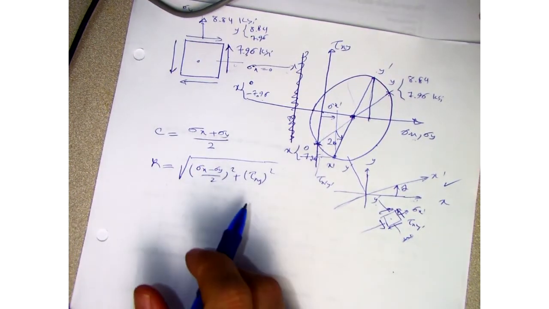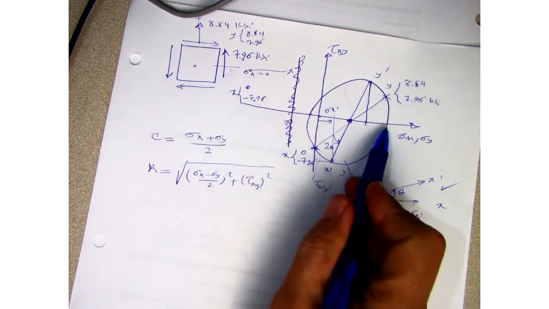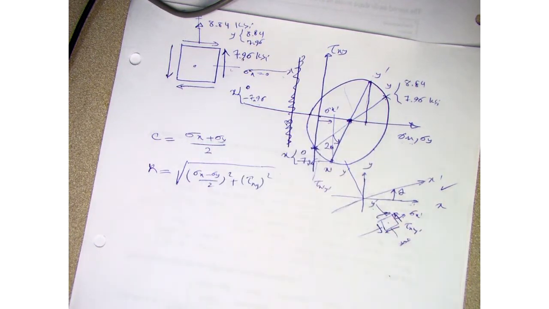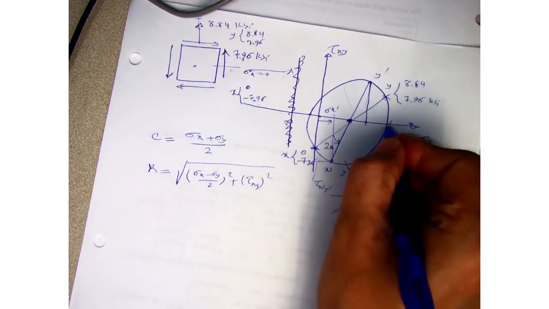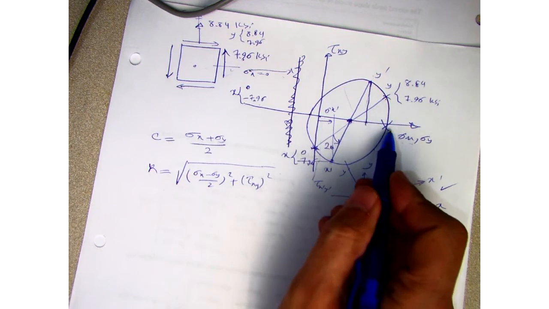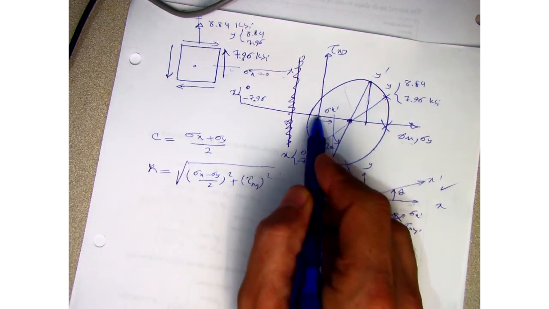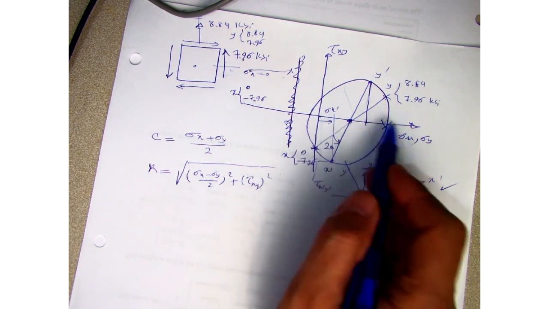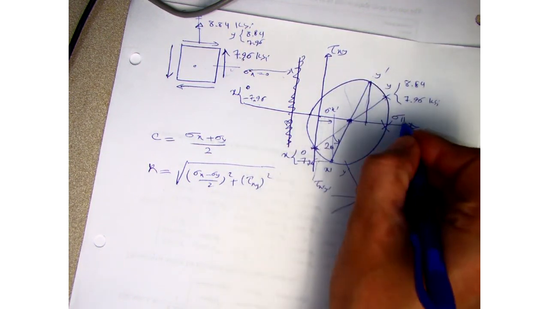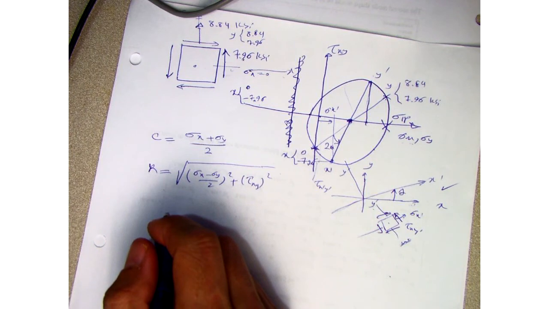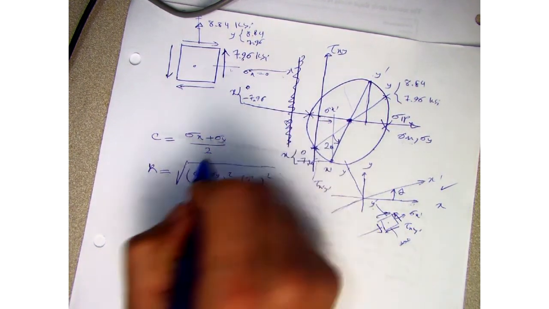Okay, but a more important question is, what would be my principal stresses using the Mohr circle? You see here, at this point, I'm going to have the farthest distance from the origin of my coordinates. So this is going to be my sigma 1p, one of my principal stresses. The other one is going to be here, right?